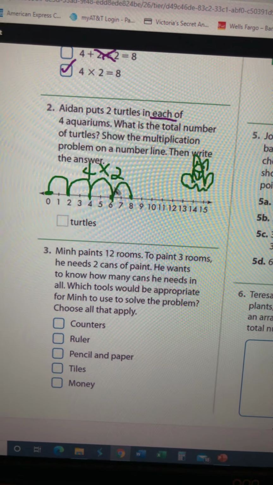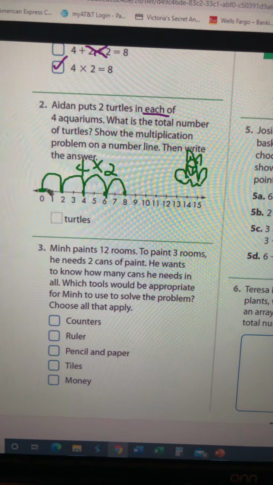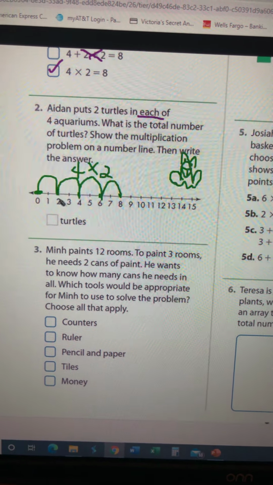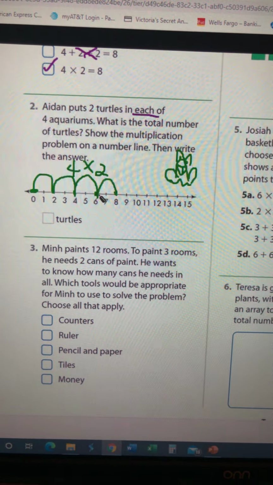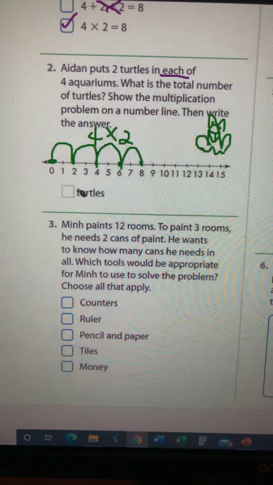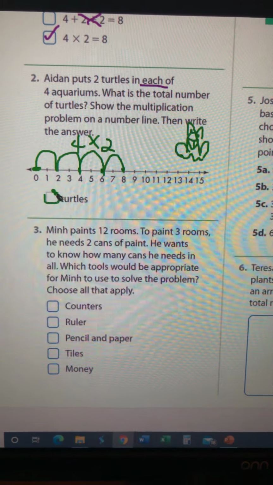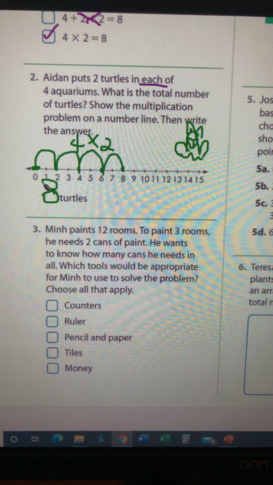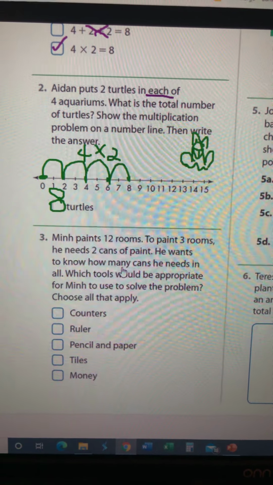Okay, so if it's 2, then I have 2 spaces in between. 1, 2, 1, 2, 1, 2, 1, 2. Make sure they're always even. And we landed on 8. So there are 8. Ooh, this is a bad 8. 8 turtles. There we go.